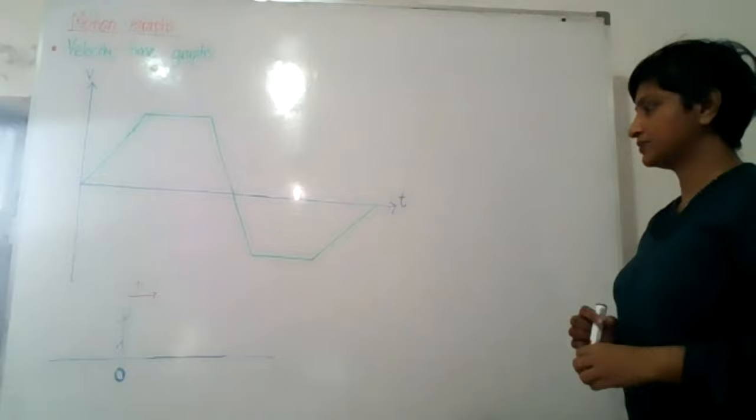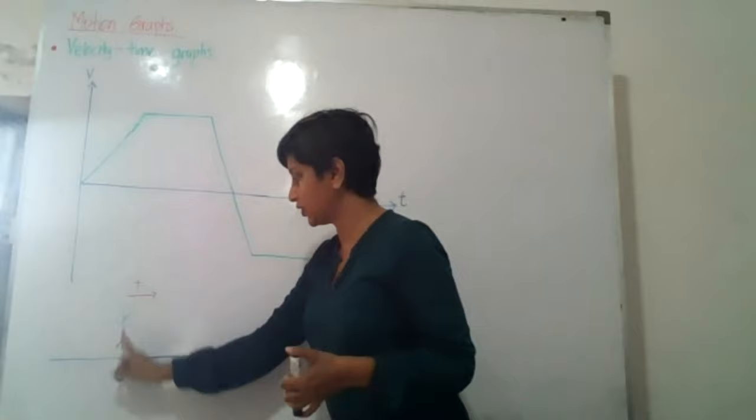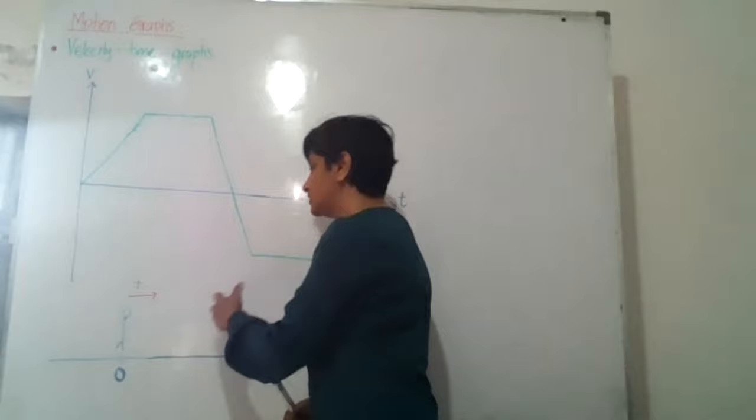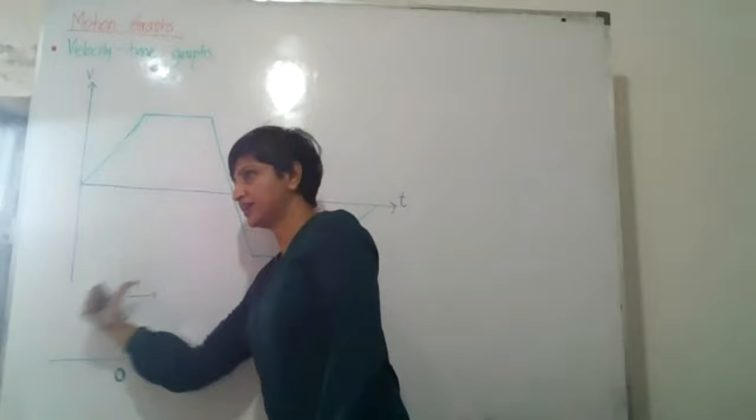Okay, so just like last time, I want you to think and interpret the motion of this man. So he starts from a point O, and this is motion in a straight line, you know that. I take this direction as positive. That means any displacement this way is a positive displacement. Any velocity this way is a positive velocity. A velocity would be negative if it's moving in the other direction. So this direction I have taken as positive.